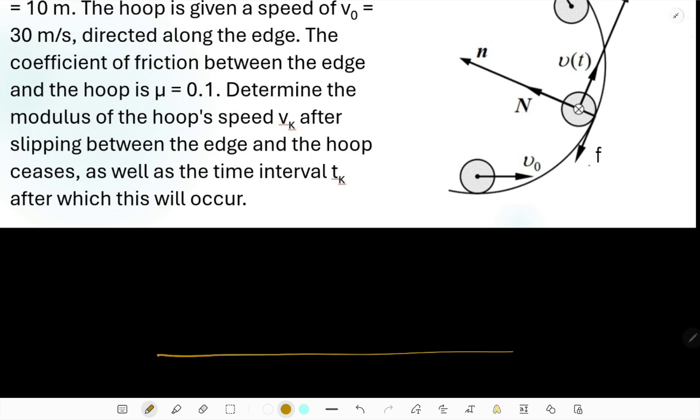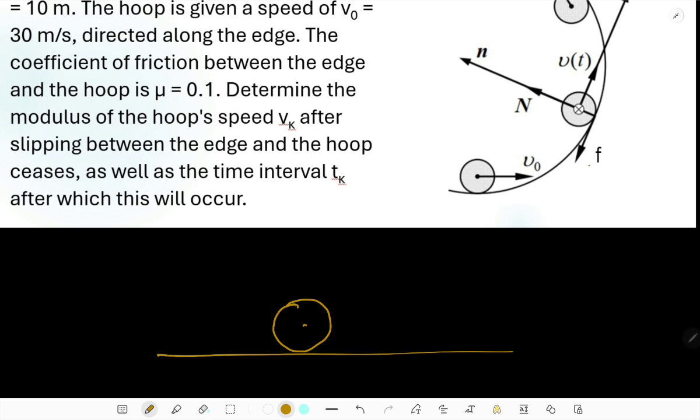There is a rough, flat surface, and a wheel or some kind of rolling body is left to slide first. It rolls a bit, slipping first, and then it ultimately starts rolling. Then we find something like the velocity of this rolling body at the moment when it started rolling, and the time taken after which it started rolling. This kind of problem people usually solve.